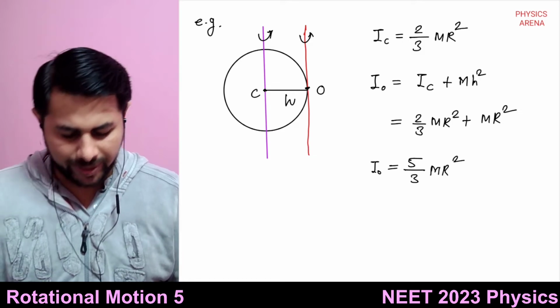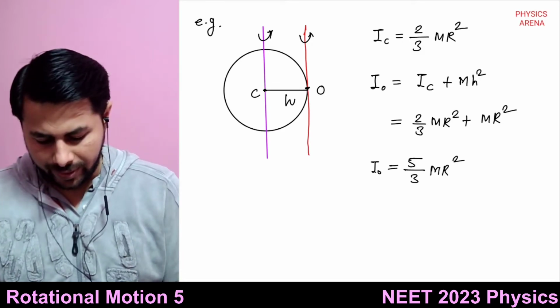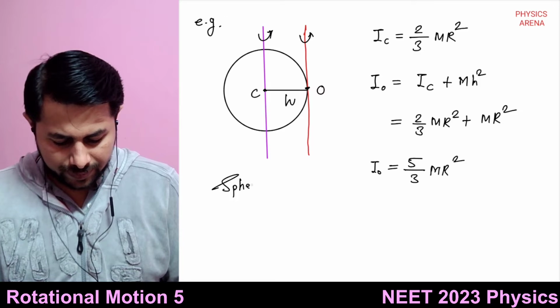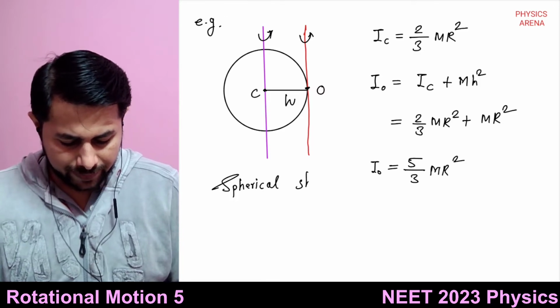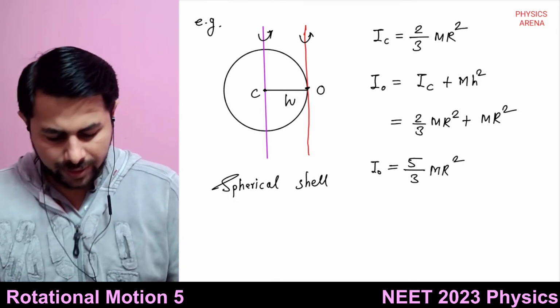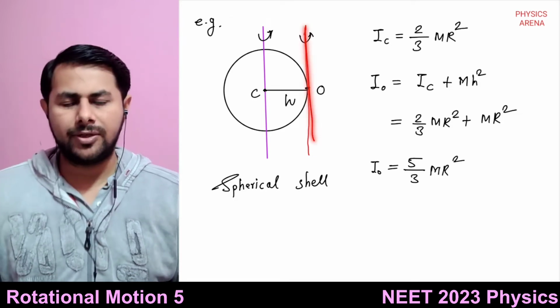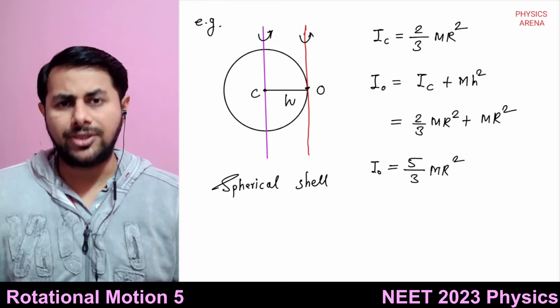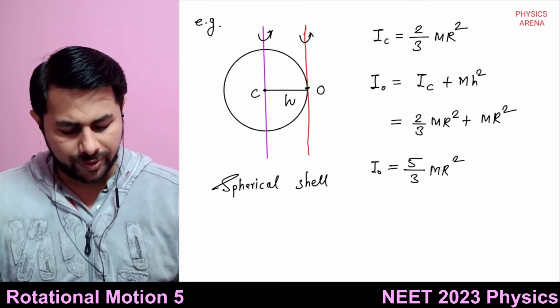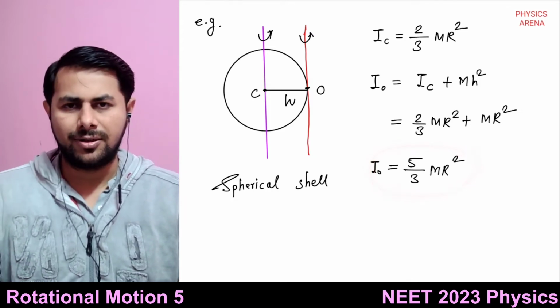The moment of inertia of a spherical shell about a tangential axis is equal to what? 5 by 3 mr square.